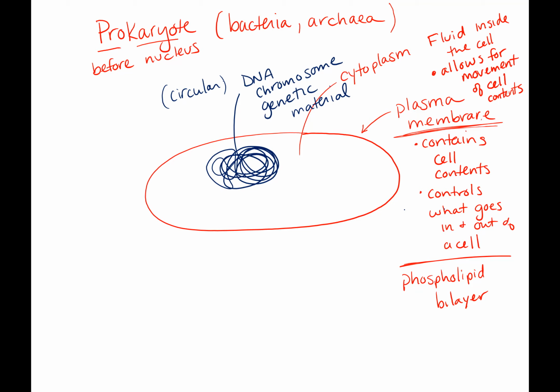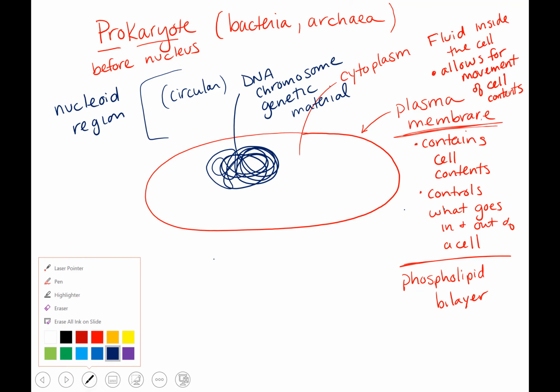And we call this DNA area the nucleoid region. Okay. So it's not a nucleus, it's not a nucleolus, it's the nucleoid region. So the description is it's just a region of the cell where the chromosome is located. It doesn't have a membrane like the nucleus, which we'll talk about. It's just an area in the cell.